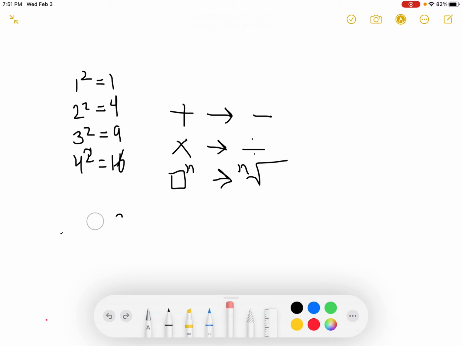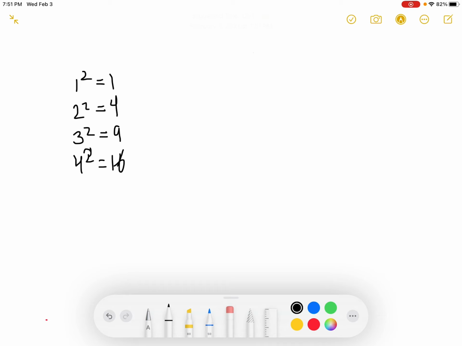Now, let's keep going with the squares. So 5 squared is 25. 6 squared is 36. And if you notice, all we're doing, what the exponents mean, is how many times you multiply that number by itself. You multiply it by itself 2 times.